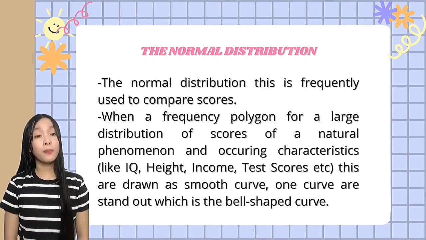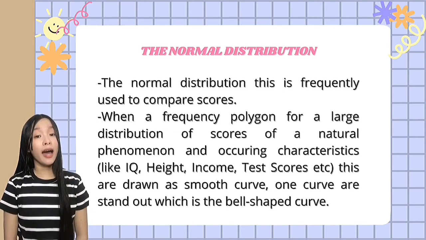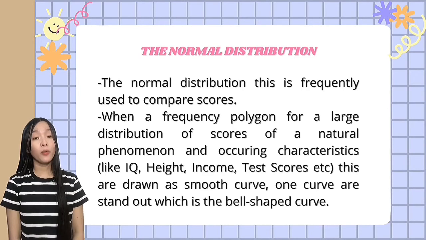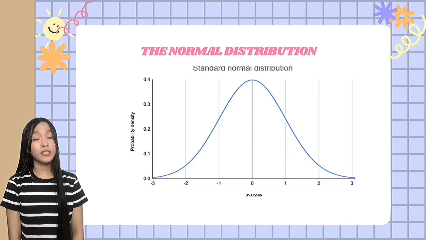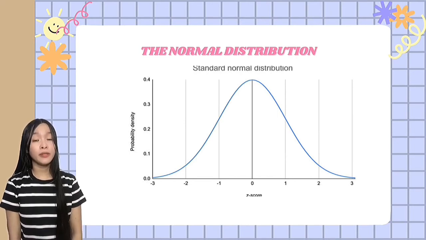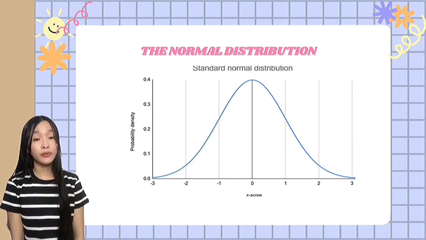So when a frequency polygon is drawn for a large distribution of scores of naturally occurring characteristics like IQ, height, income, test scores, etc., these are drawn as a smooth curve. One curve stands out, which is the bell-shaped curve. So as you can see, it has a small percentage of observations on both tails, and on the inner part of this curve is the bigger percentage. So this curve is known as the normal curve. It is also called the normal distribution.